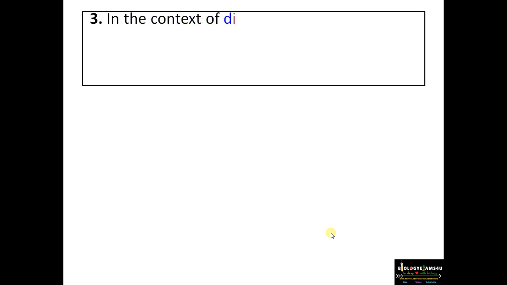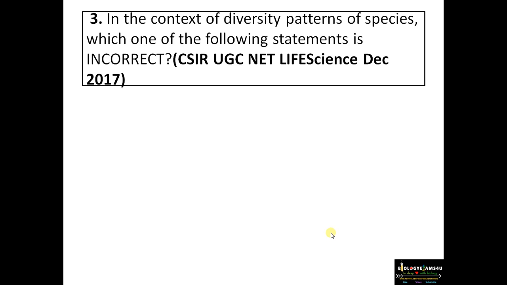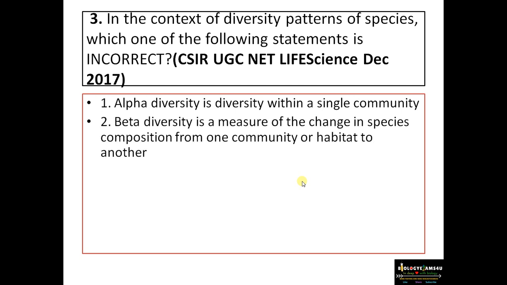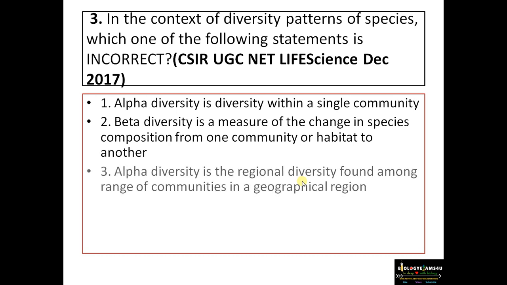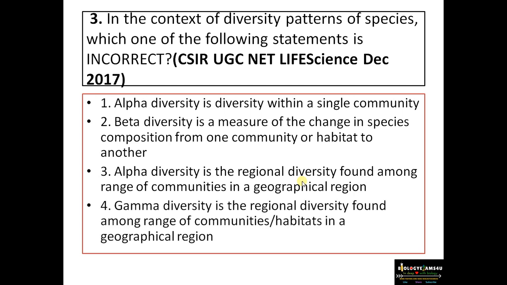Now moving to the next question. In the context of diversity patterns of species, which one of the following statements is incorrect? Alpha diversity is diversity within a single community. Second option is beta diversity is a measure of the change in species composition from one community or habitat to another. Third option is alpha diversity is a regional diversity found among a range of communities in a geographical region. And the fourth option is gamma diversity is the regional diversity found among a range of communities or habitats in a geographical region.